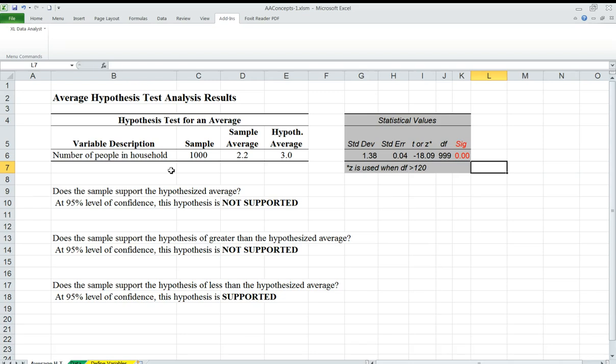If it is different from 3, is it greater than 3 or less than 3? Just by looking at these numbers, we see that the sample average is 2.2, but we compare it to 3, so we can conclude that if it is different from 3, then it must be less than 3. And we see this confirmation here that the hypothesis for less than hypothesized average actually is supported. And this is how we test hypotheses for averages.